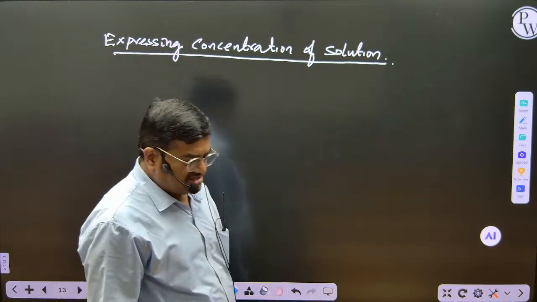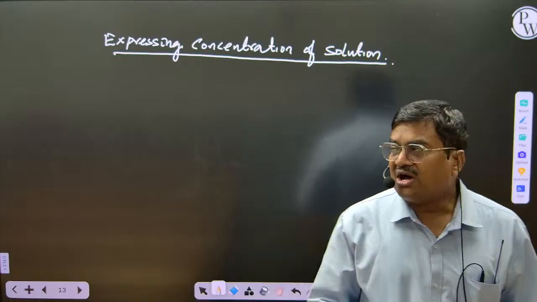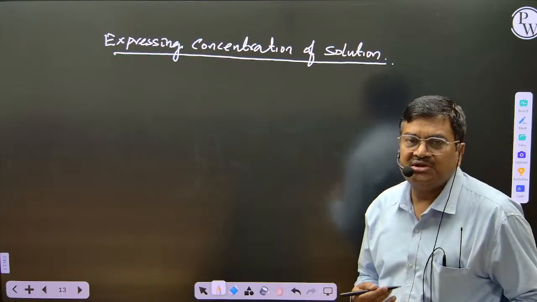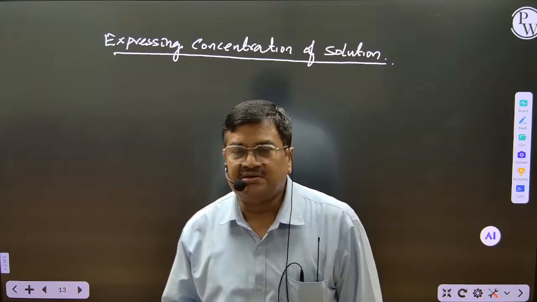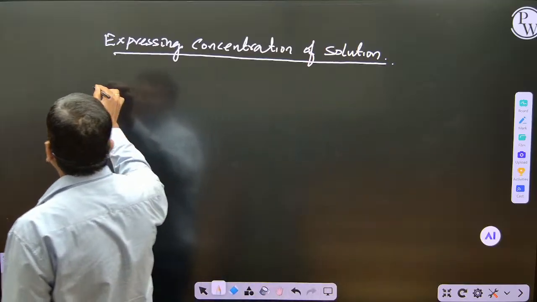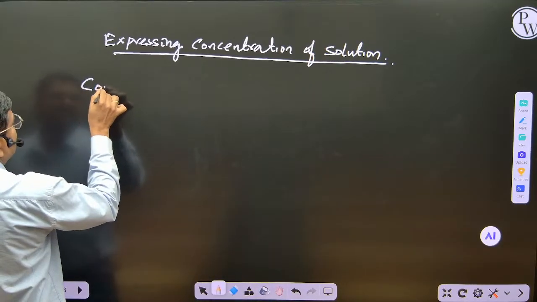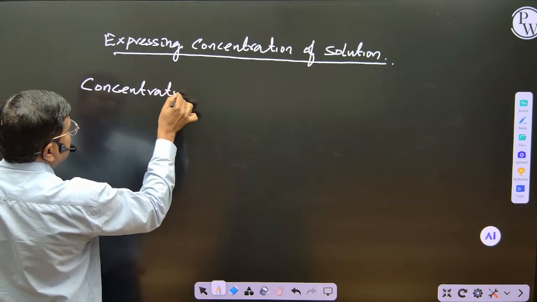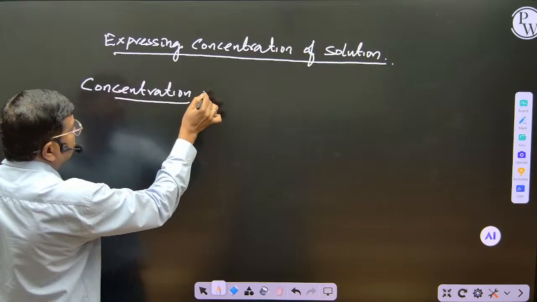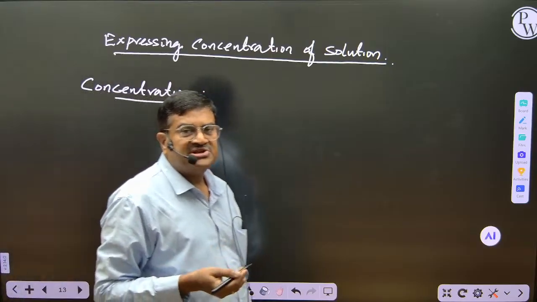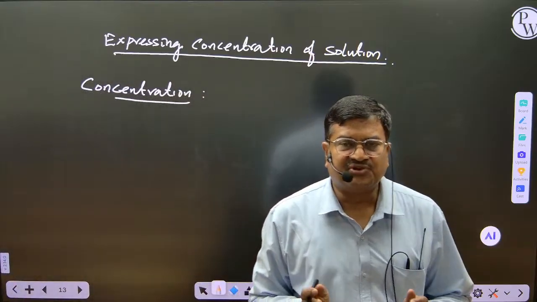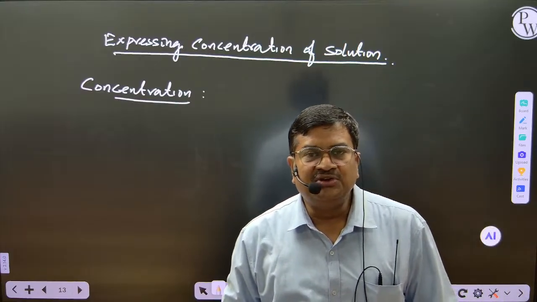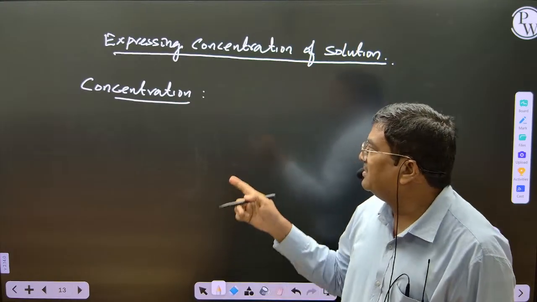Now see, in our topic, how to express concentration of solution. Then, student, you should know what is meant by concentration. You learned this in 11th class in some basic concepts of chemistry. What do we define for concentration, student? The amount of solute present in 100 grams of solvent. That means in 100 grams of solvent, how much solute you are dissolving. That is what we call concentration.